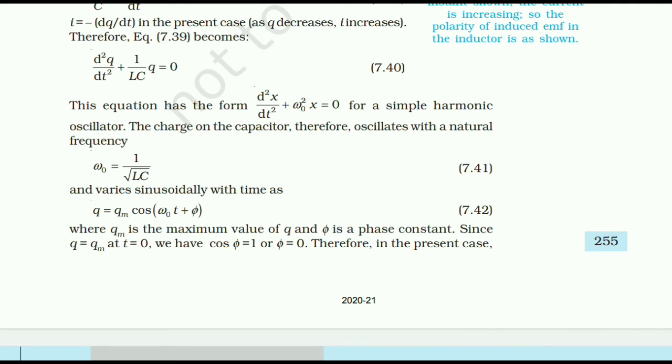Since q is equal to qm at t = 0, we have cos φ equals 1, or φ equals 0.